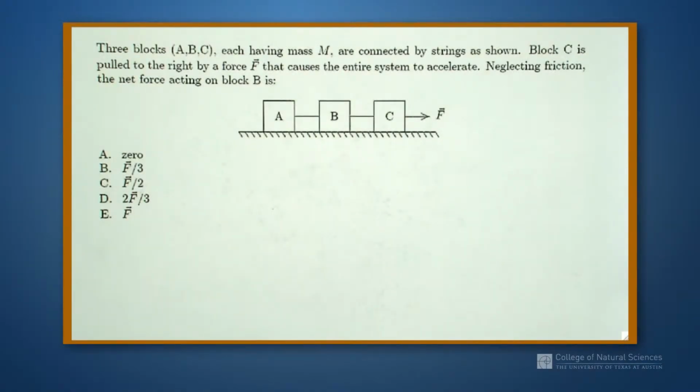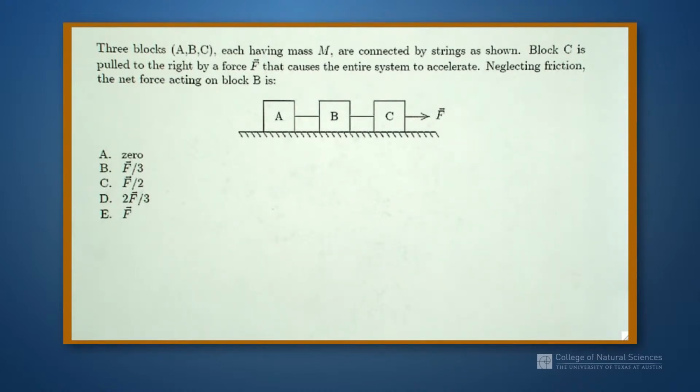Let's take a look at this problem together. It says that we have three blocks, A, B, and C. Each have a mass m and are connected by strings as shown. Block C is pulled to the right by a force F, and that causes the entire system to accelerate. Neglecting friction, what's the net force acting on block B?